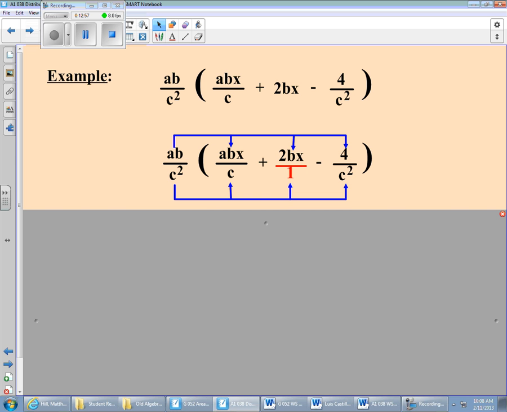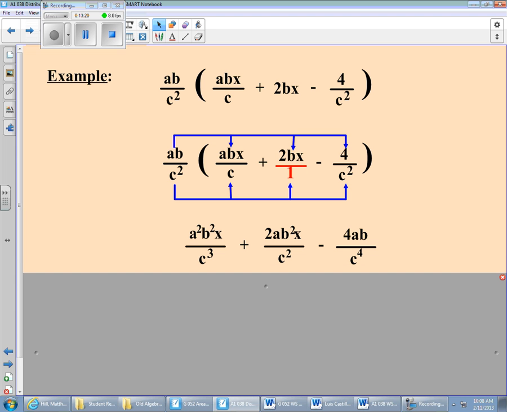So the numerator's not so bad. Let's check out the denominators here. What's this first denominator going to be? C cubed, exactly. Next denominator? 1C squared. Okay. And the final denominator? C to the fourth, right? 2 and 2 will make 4. Okay.